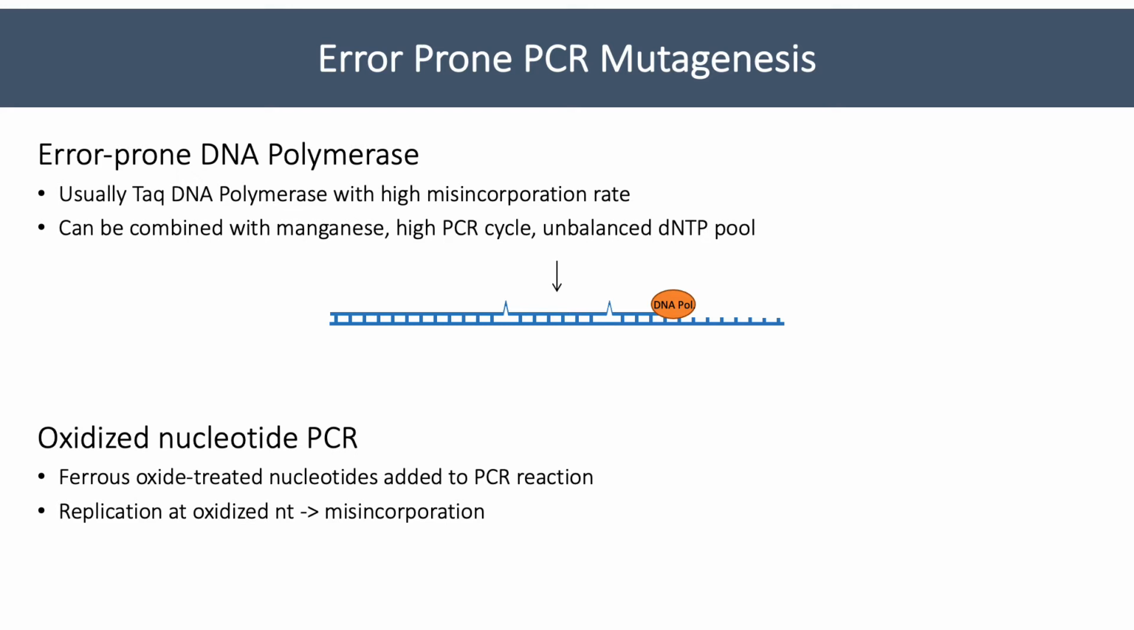You can also mutagenize DNA by incorporating oxidized nucleotides into your PCR. It's certainly a straightforward approach. All you have to do is incubate dNTPs with an oxidizing agent like ferrous oxide, and then add these into a PCR reaction directly. And essentially, these oxidized nucleotides are incorporated into the DNA, and then replication by Taq polymerase at an oxidized nucleotide leads to a misincorporation event.